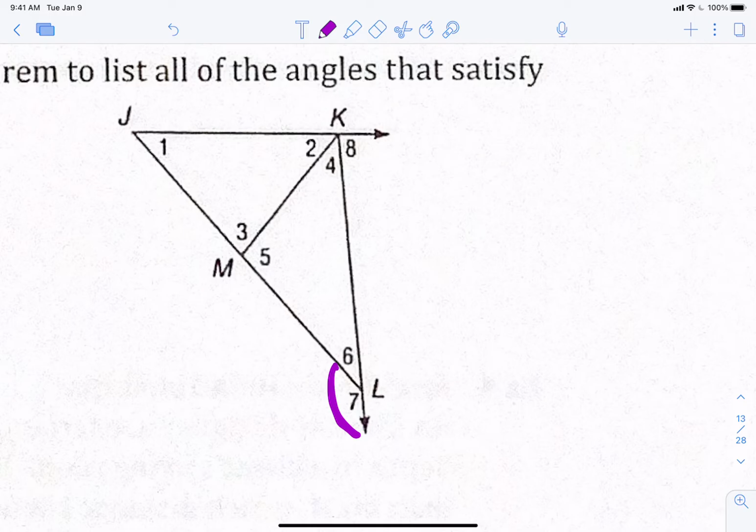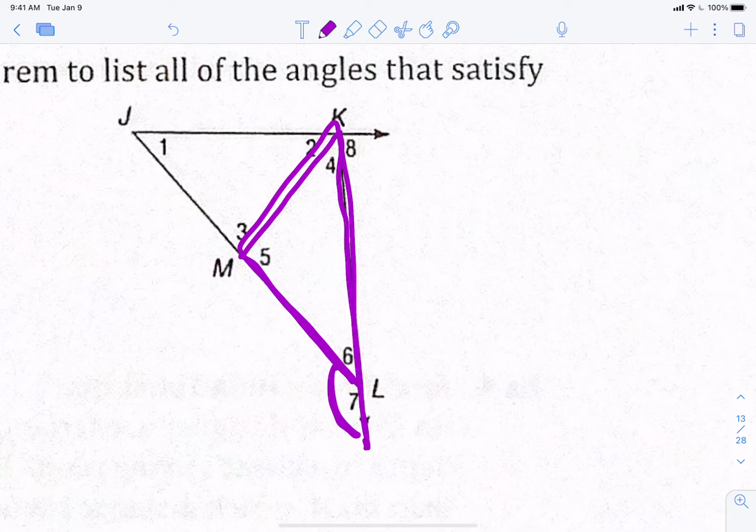The big one and this one right here, right? Okay, so let's start with the big one. Actually, let's start with the other one because the other one's going to be easier. Let's start with this triangle right here that I have outlined in purple, okay?